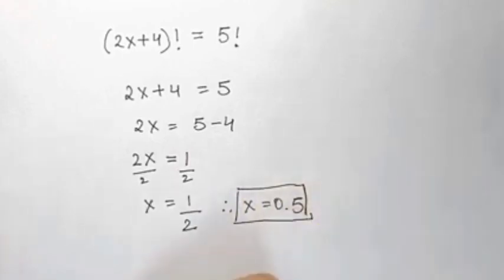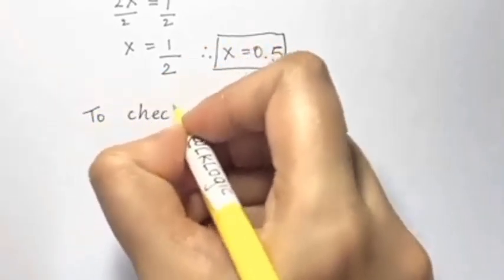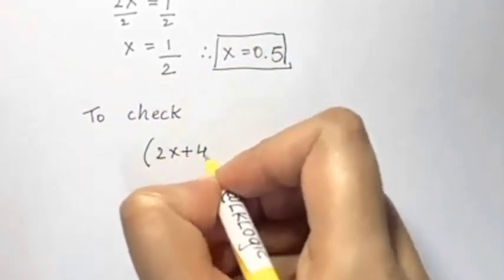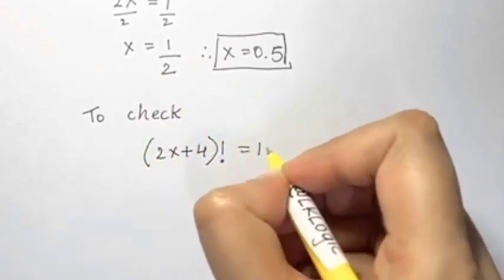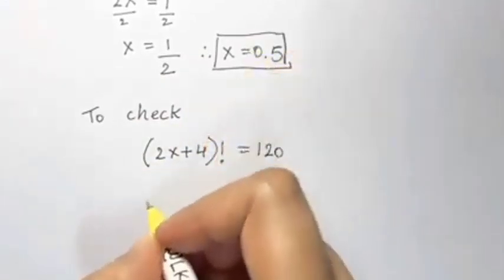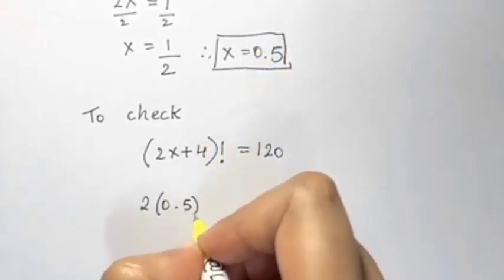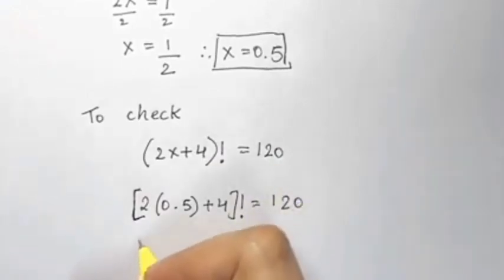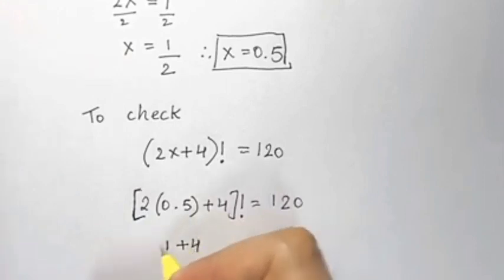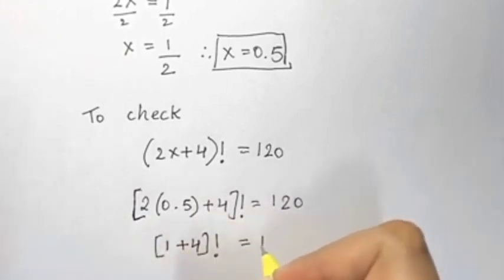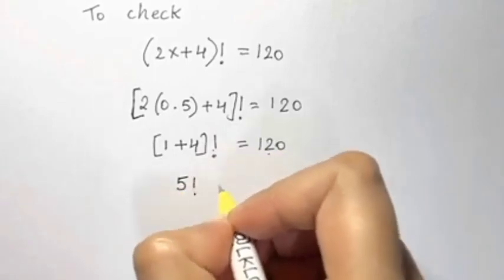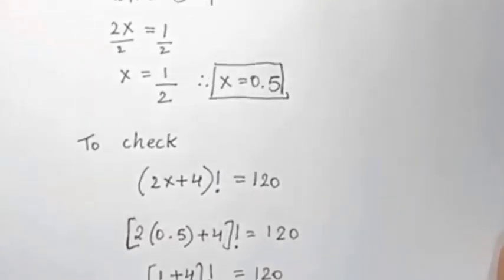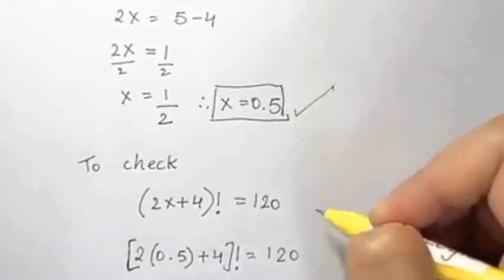Now if we want to check if our answer is right or not, let's put it back in the question. (2x + 4)! is equal to 120. Let's put the value of x, that is (2 times 0.5 + 4)! is equal to 120. So you have 2 times 0.5 is 1, plus 4, factorial is equal to 120. That is equal to 5! is equal to 120, and that's true. So x is equal to 0.5, that is half, is absolutely right.